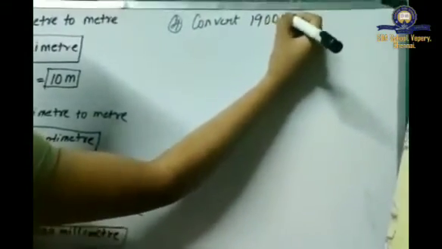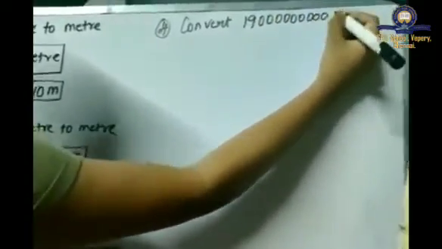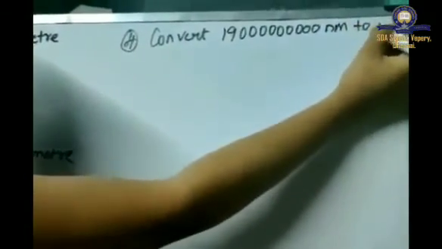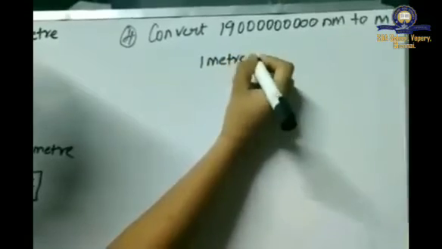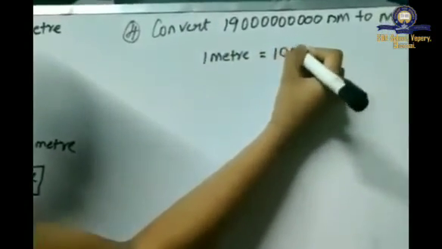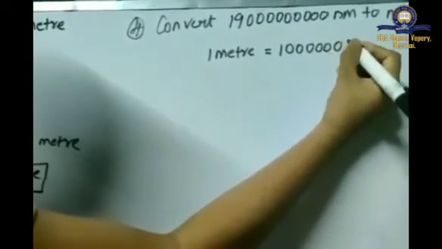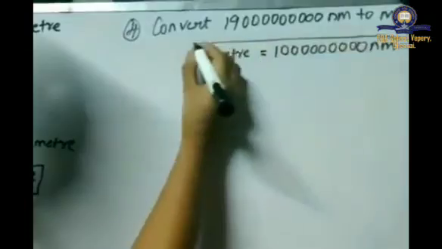19 followed by 9 zeros, 2, 3, 4, 5, 6, 7, 8, 9. 19 followed by 9 zeros, nanometer to meter. So we know that 1 meter is equal to 1 followed by 9 zeros. So 1, 2, 3, 4, 5, 6, 7, 8, 9 nanometer.